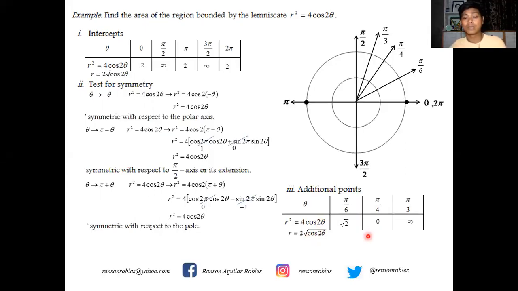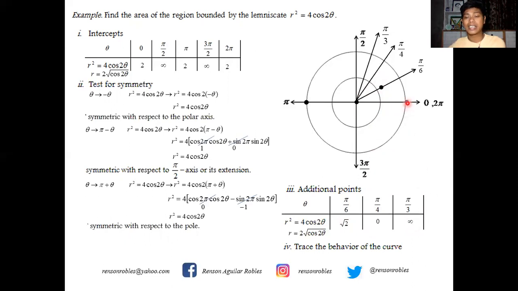So we trace these points on the polar coordinate paper. So this point is your square root of 2 at pi over 6, and at pi over 4 r is 0. So this is 0 at pi over 4. And then again, you cannot place this on the polar coordinate paper since the radius vector r at pi over 3 does not exist. And then the next thing to do is to smoothly trace the behavior of the curve.